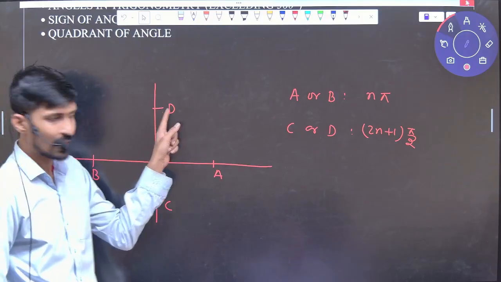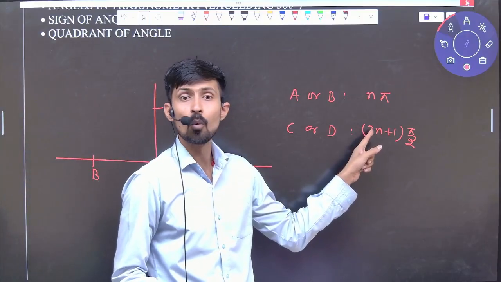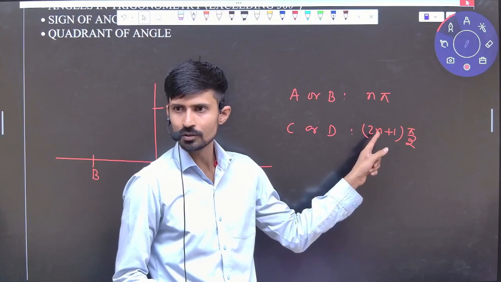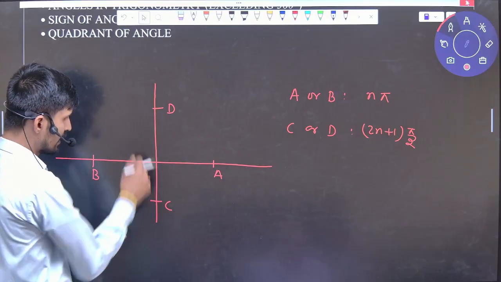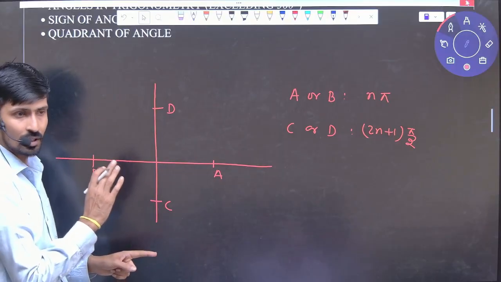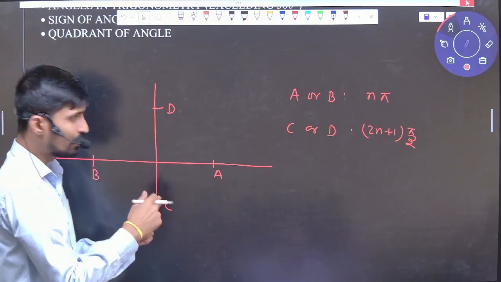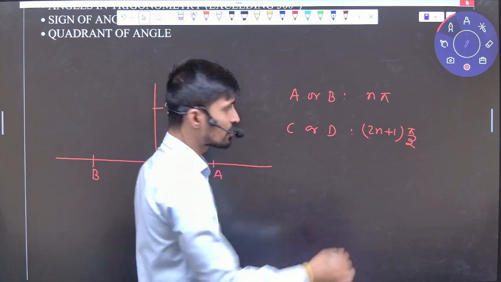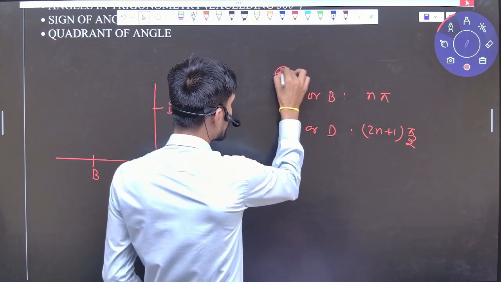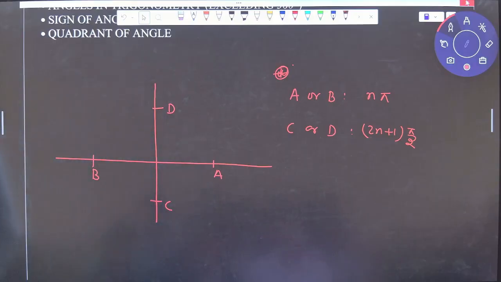D. Now put n 1. 2 into 1, 2. 2 plus 1, 3. 3 pi by 2. 270 degree. Point C it will represent. So A and B both collectively we will write with n pi. C and D both collectively we will write 2n plus 1 pi by 2. And this is the star mark that you have to remember 100%. Okay, thank you.